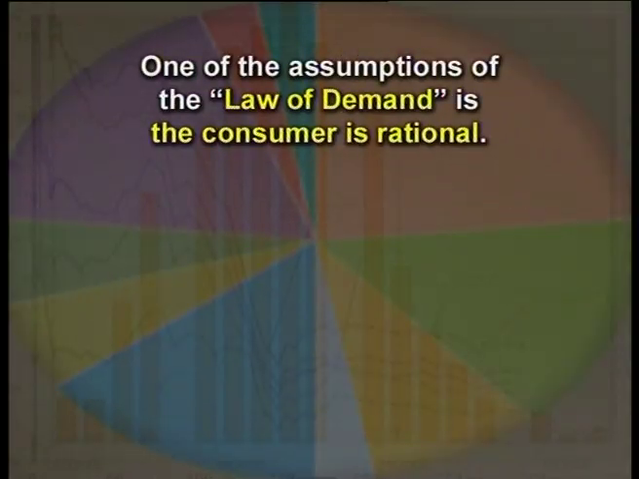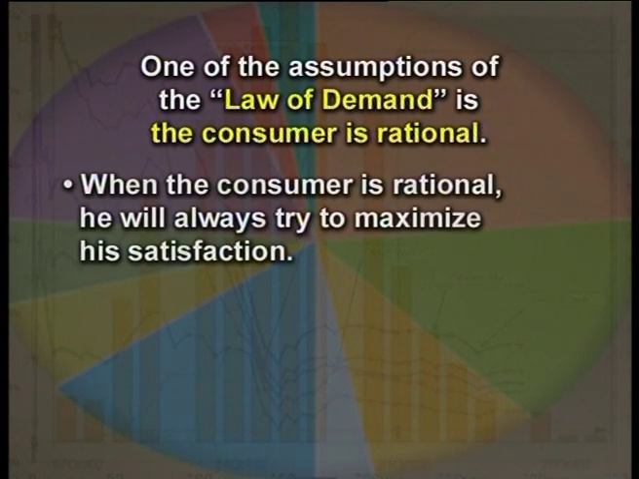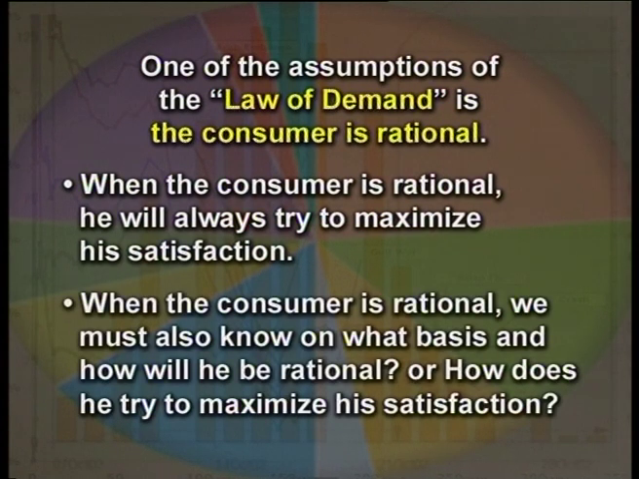Now, what is this law? What does it teach? As we had seen in the earlier lectures, every theory has certain assumptions, and the law of demand that we have discussed earlier also had certain assumptions. And one of the assumptions of the law of demand is that the consumer is rational. And when we say that the consumer is rational, we mean that he will always try to maximize his satisfaction. And therefore, when we assume that the consumer is rational, we must also know on what basis and how he will be rational, or how he tries to maximize his satisfaction. And therefore, the law of equi-marginal utility teaches us how a consumer can maximize his satisfaction.